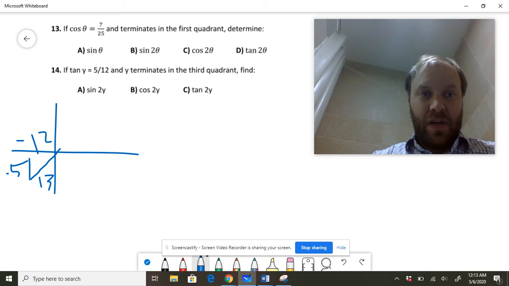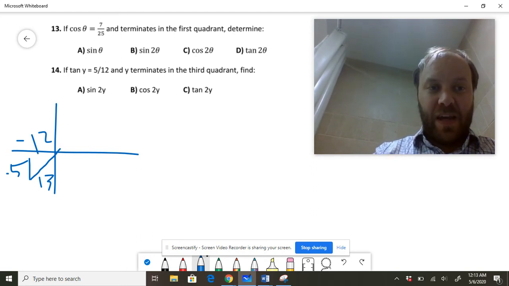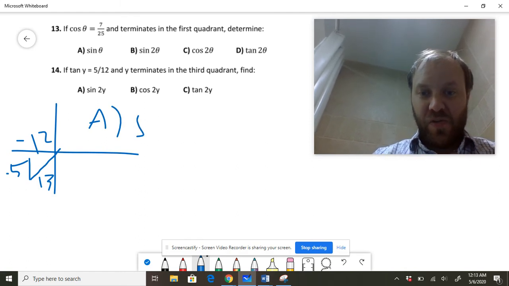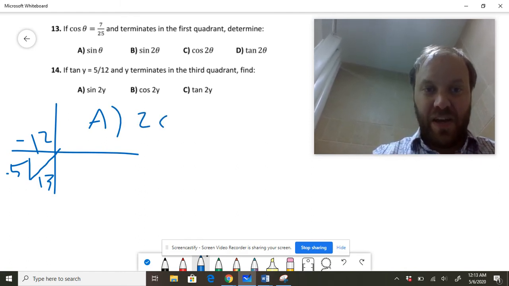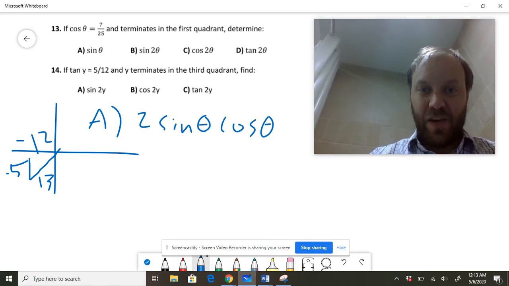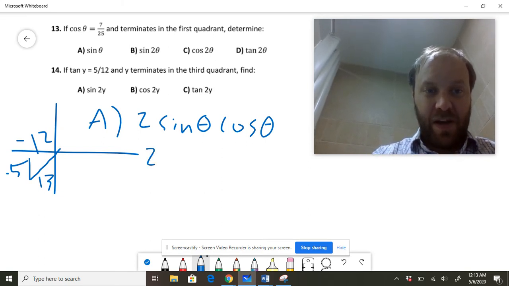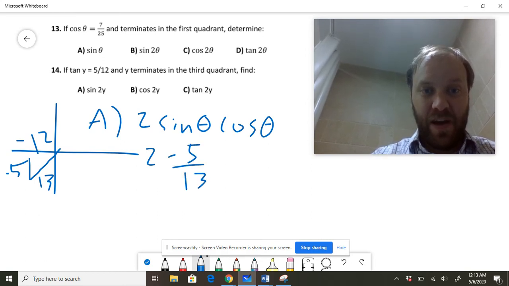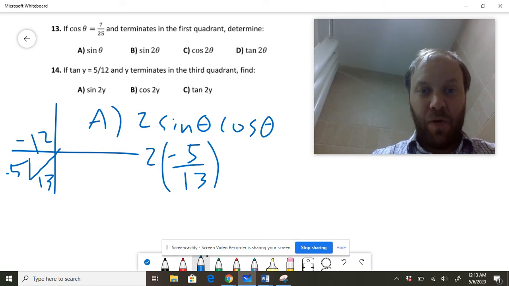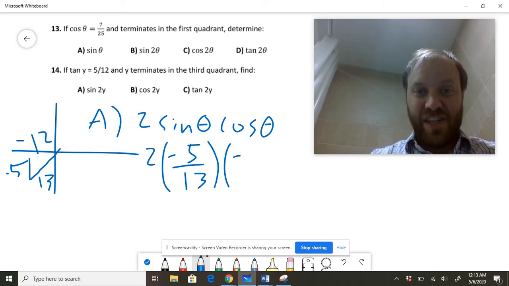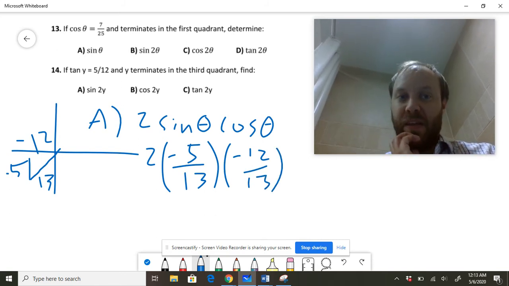And so, sine of 2y, remember that sine is, for part A, 2 sine of theta times cosine of theta. So you need the sine and the cosine of that original angle. And you can go back here. The sine of the angle, of course, is going to be the opposite over the hypotenuse, which is going to be -5/13. Remember, your hypotenuse is always going to stay positive. And then you're multiplying by the cosine, which is the adjacent over the hypotenuse. And of course, I'll let you multiply that out and simplify that.